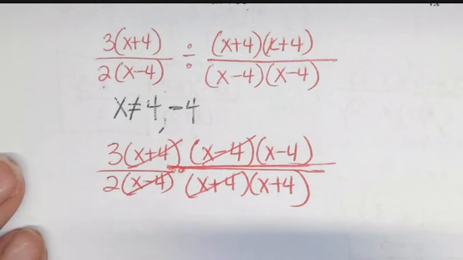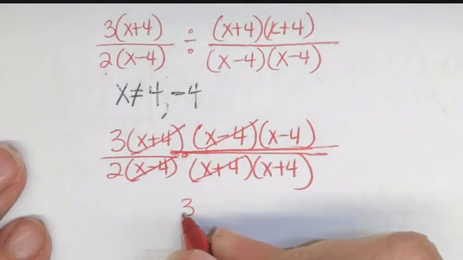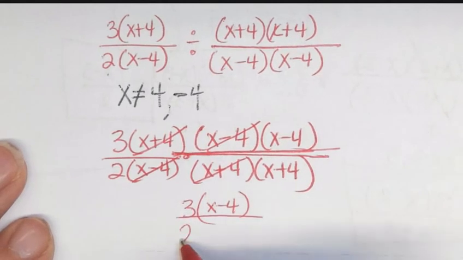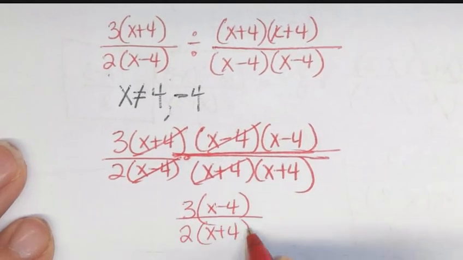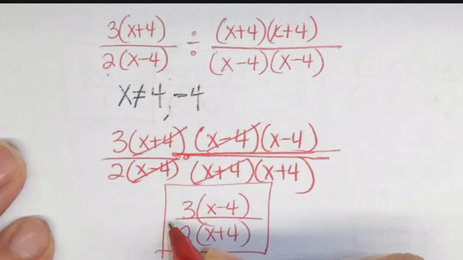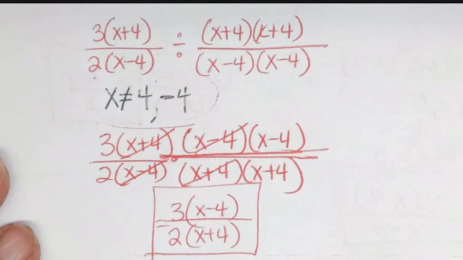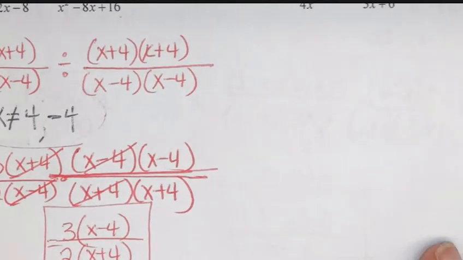So we're pretty much done. We have a 3 and an x minus 4 in the numerator. We have a 2 and an x plus 4 downstairs. Final answer. Don't forget you've got your restrictions. Okay, you try 10.